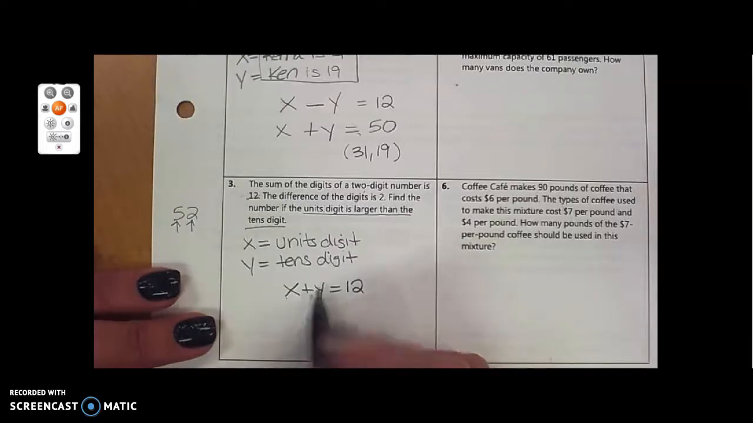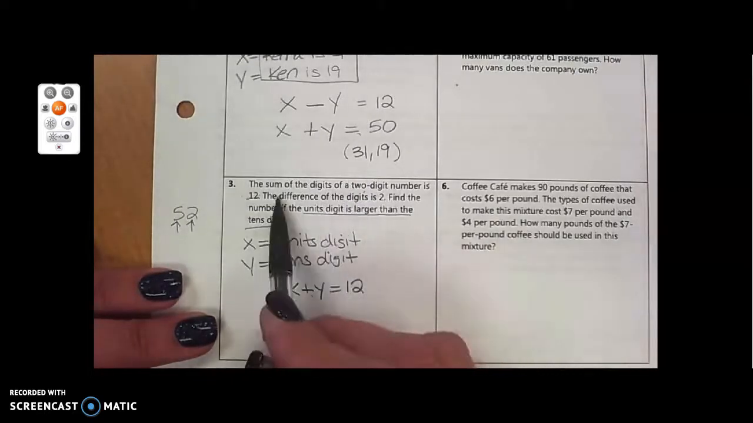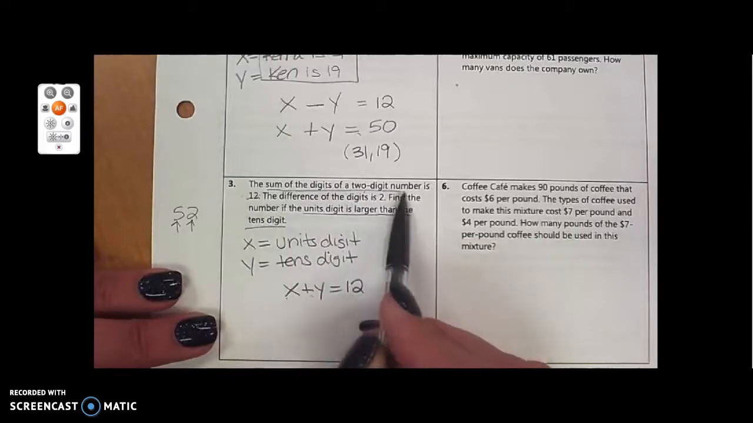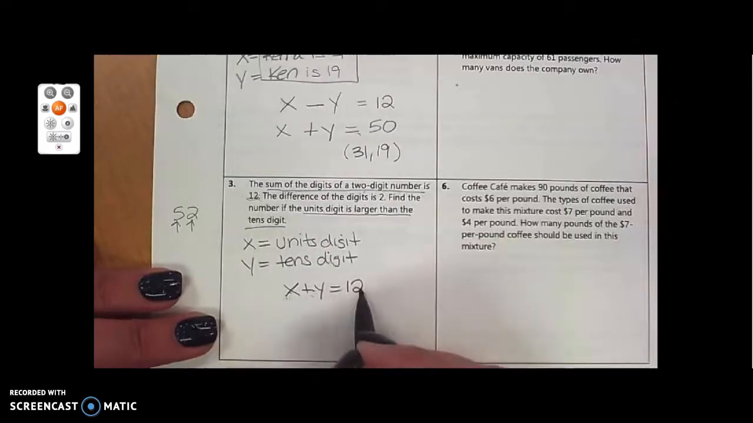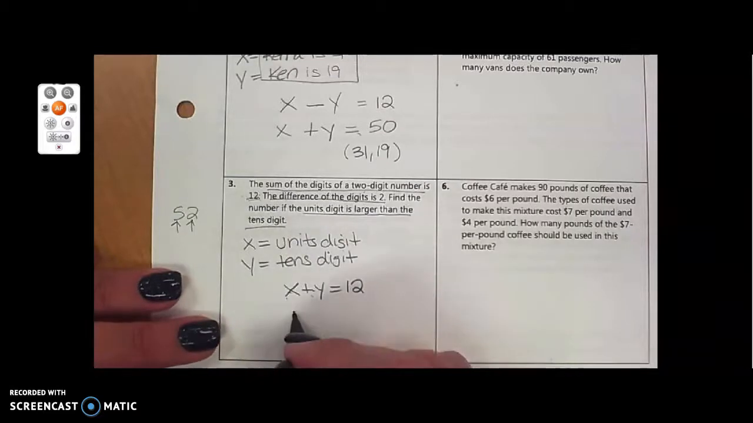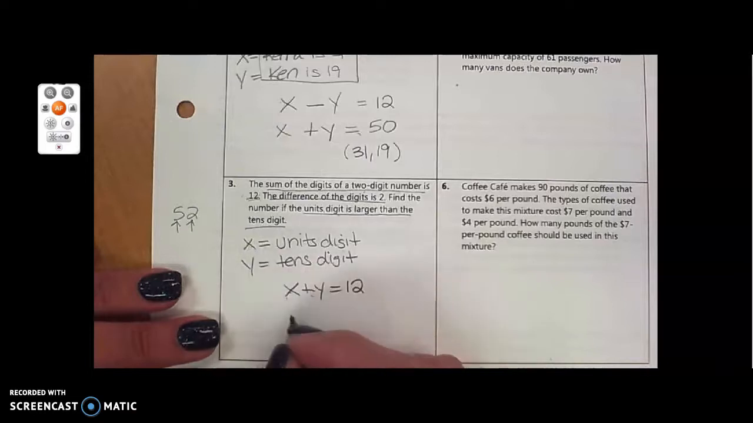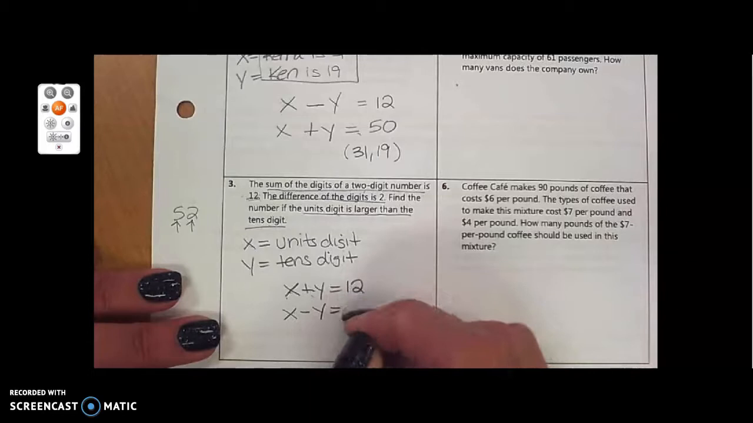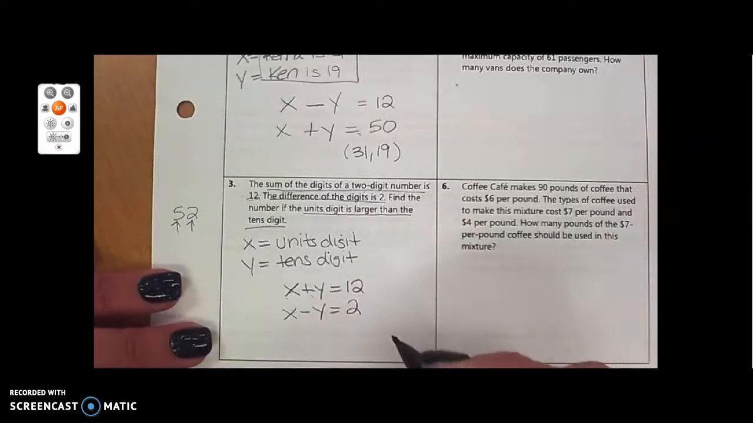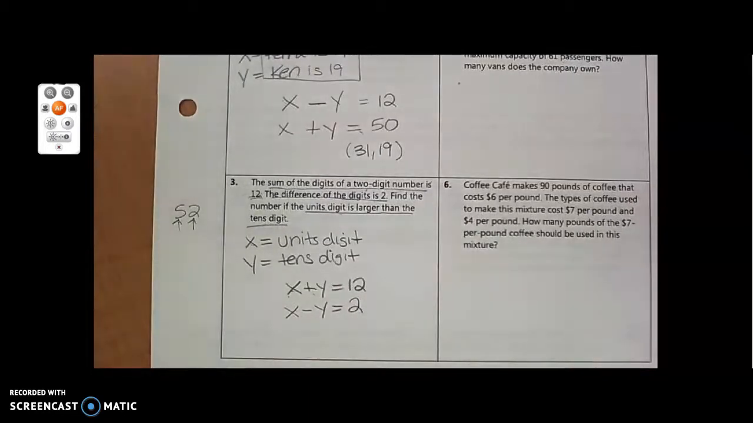All right. So the sum, they said the sum of the digits is 12, so X plus Y equals 12, and the difference of the digits is 2. The units digit is larger, so we're going to put the X first: X minus Y equals 2. So there's our system. I'm going to show you how we've typed that in, which should be pretty easy for you guys.